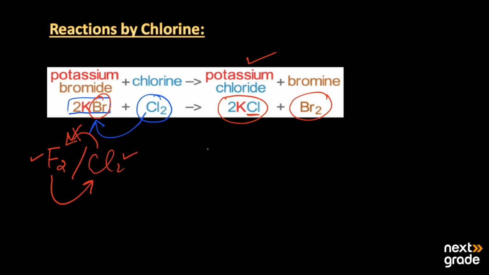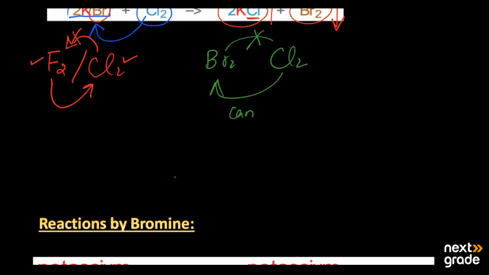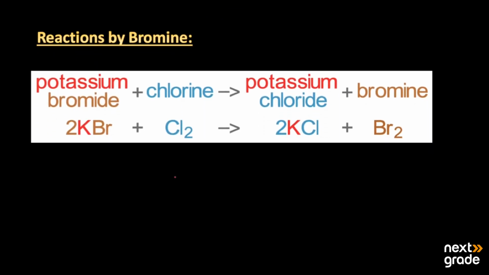Likewise, here we have the comparison between bromine and chlorine. The chlorine can displace the bromine, but the bromine can't displace the chlorine. If I write that reaction in reverse order, then this reaction could not take place because the oxidizing power of bromine is less than that of chlorine. So only chlorine can displace bromine, but not bromine to chlorine. This is the main thing that you have to keep in mind.